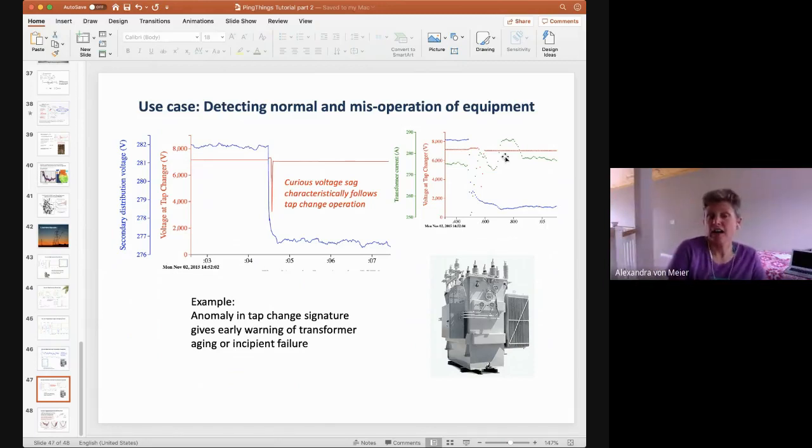So this is actually a high value application of asset health diagnostics, if you have high precision sensors distributed throughout your system.